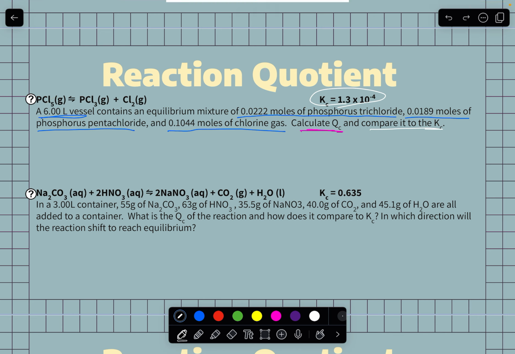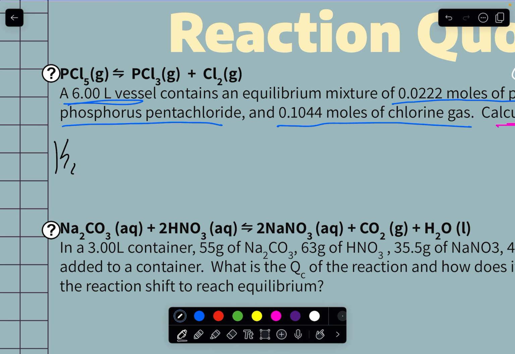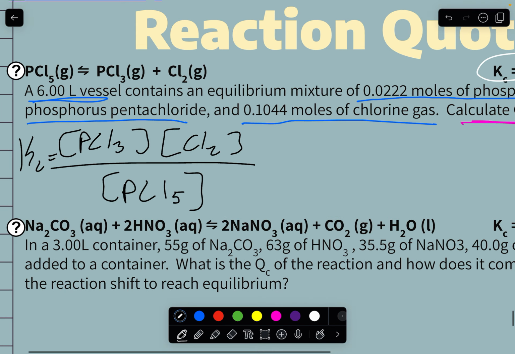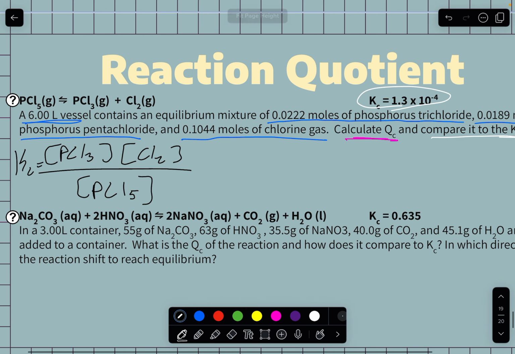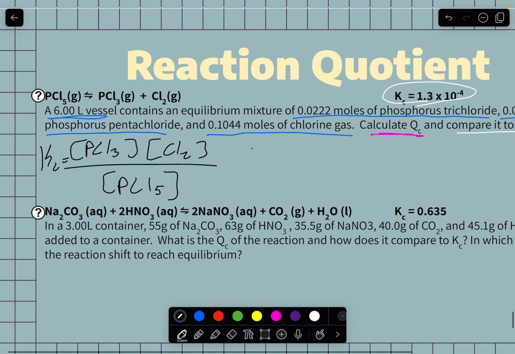But let's go ahead and set up our Kc expression. So we have, let me zoom in so I can write smaller. We have our Kc is equal to PCl3 times Cl2 divided by our PCl5, right? Products divided by reactants. It's a 1-to-1-to-1 ratio, so no exponents. And let's plug things in. So our Kc is, or sorry, this is not our Kc. This is our current conditions.